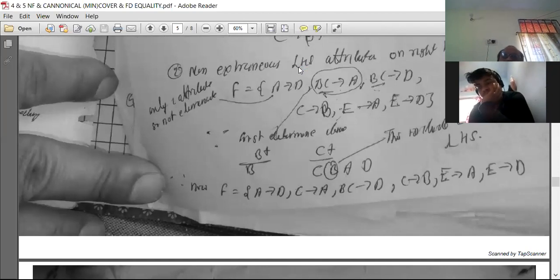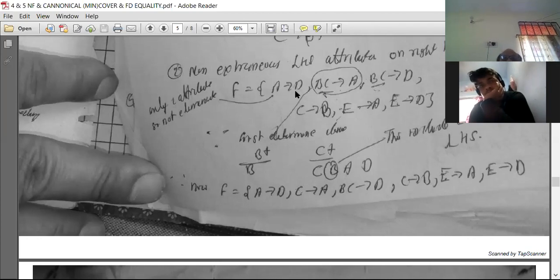If an extra attribute is there at the left hand side, we will remove it. If a required attribute is there at the left hand side, we will keep it. So at the left hand side we have to decide whether we have to keep both the attributes or we have to remove an attribute.